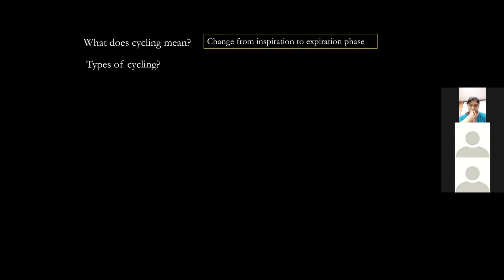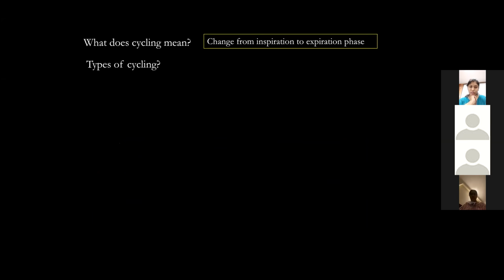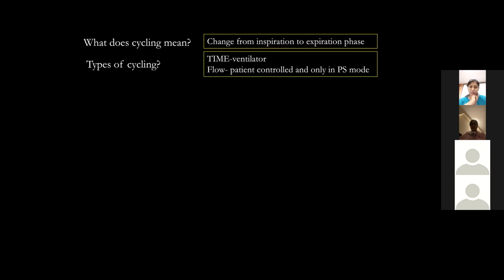It is always time or patient. Ventilator or patient can cycle, no? How can the ventilator cycle? It is always time cycle. And if the patient is cycling, it is always flow cycle. Which mode does it happen in? In pressure support mode. Very good. Which is the only mode where the patient can start and cycle the breath? Pressure support mode, sir.